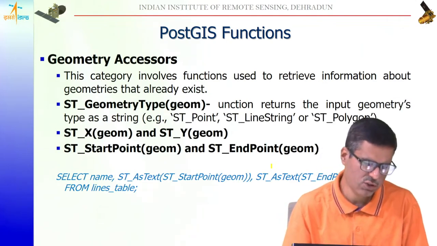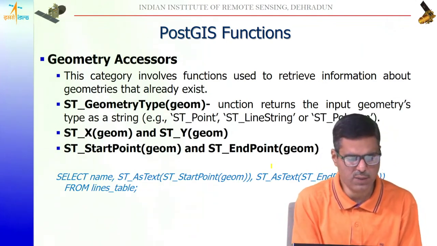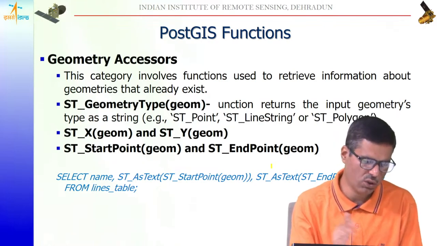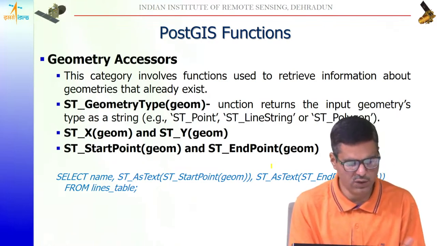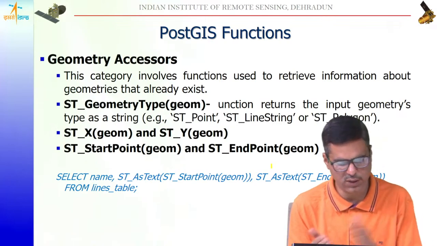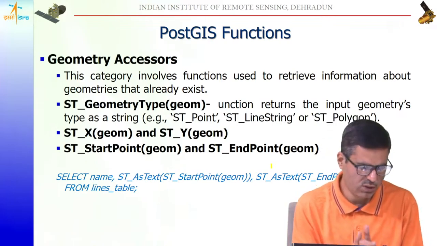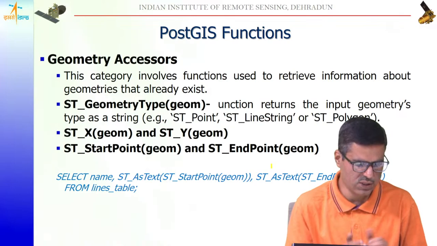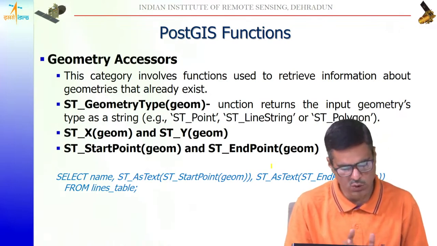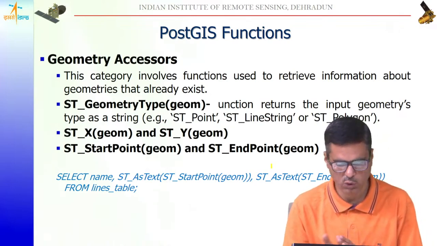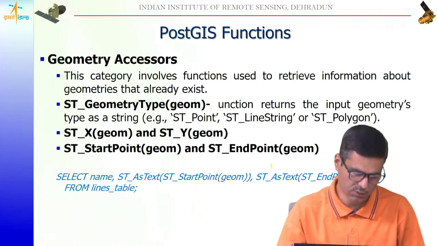So once we have created the geometry, we can also retrieve the geometry back, because sometimes we want to know the longitude, the latitude, or given a line, we can find the first point and the last point. As this query and the below is mentioning, we can select the name, also the starting point of the geometry, the ending point of the geometry from the lines table.